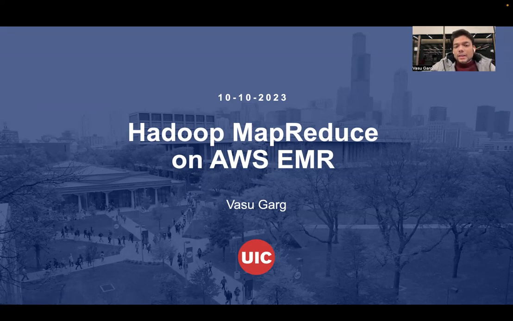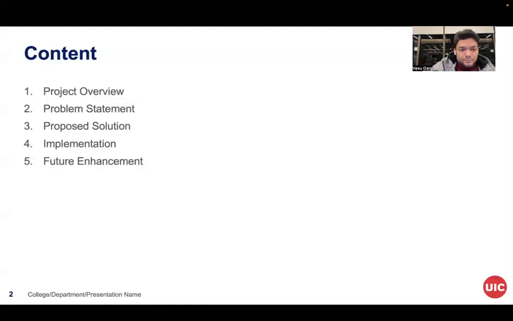As you can see, it's Hadoop MapReduce on AWS EMR. I'll try to cover all the components that are involved as part of this assignment. So let's start. The content for this PPT is that we cover the project overview, the problem statement, the proposed solution and implementation of that solution, and also the future scope of this project.